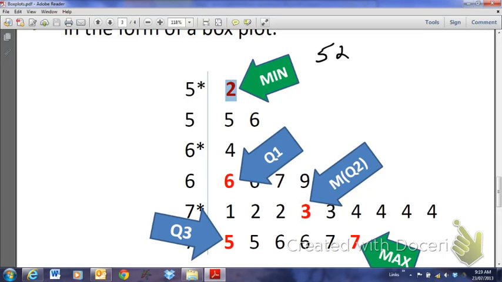52. What's the next one? 66. 73. 75. And the last one's 77. There's my 5-number summary. Now, just by giving you those 5 numbers, what can you tell me about the spread of the data? It's weird. It's even. It's not even.